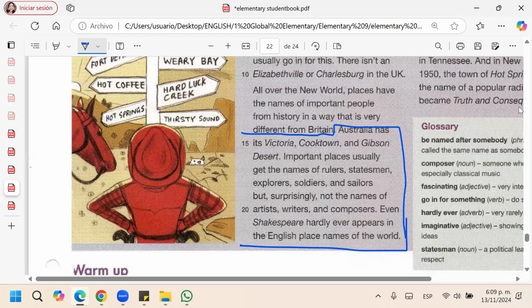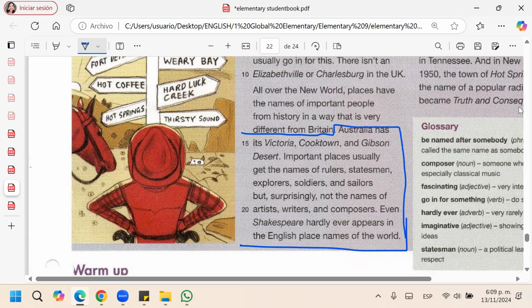But surprisingly, not the names of artists, writers, and composers. Even Shakespeare hardly ever appears in the English place names of the world.